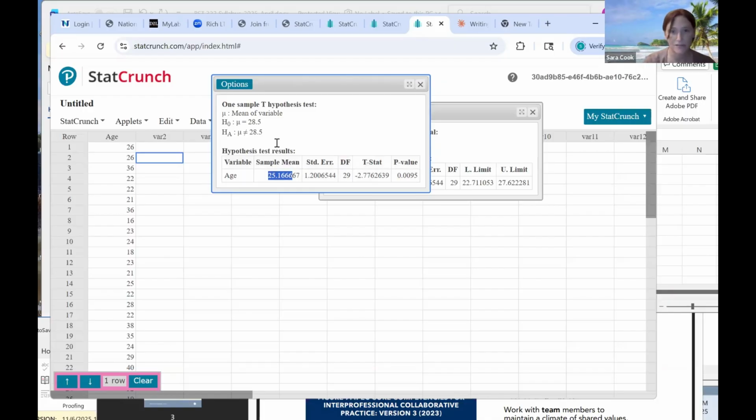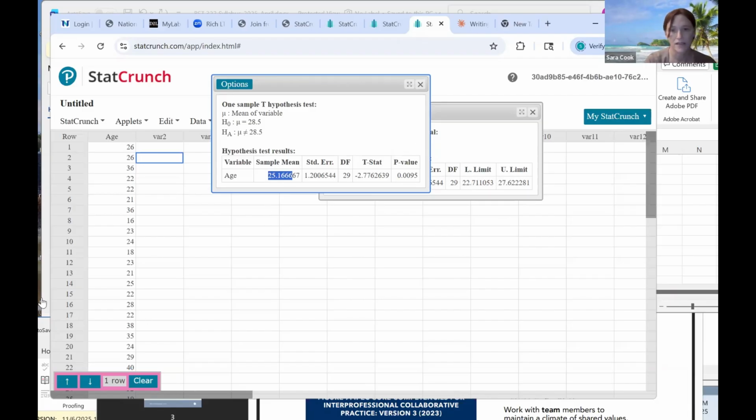Mathematically, we can say that our clinic population is 3.3 years younger than the US population. But we know that when we create an estimate based on a sample, that sample mean that we computed could have fluctuated quite a bit. And in fact, it could have gone anywhere between 22.7 and 27.6 based on the confidence interval.